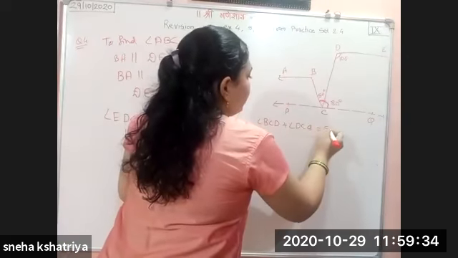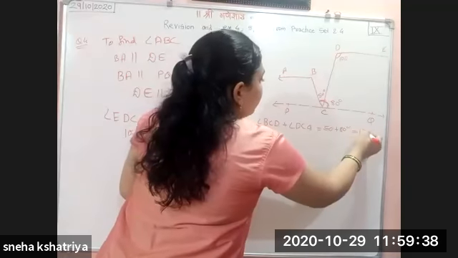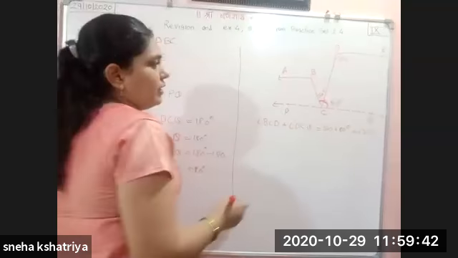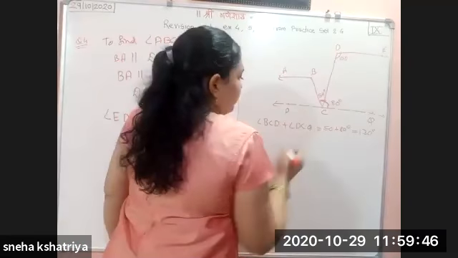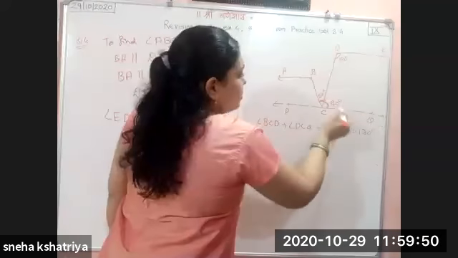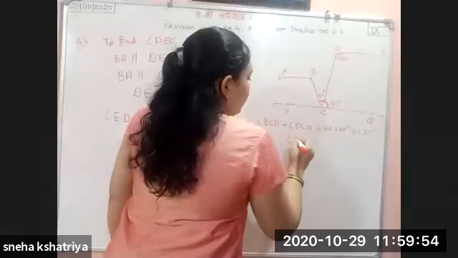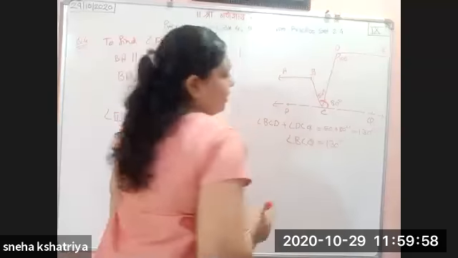DCQ is equal to 50 plus 80. How much? 130. 50 plus 80 is equal to 130. So BCQ is complete. BCD plus DCQ, these two angles' addition. What is this value? Angle BCQ is equal to 130 degrees.